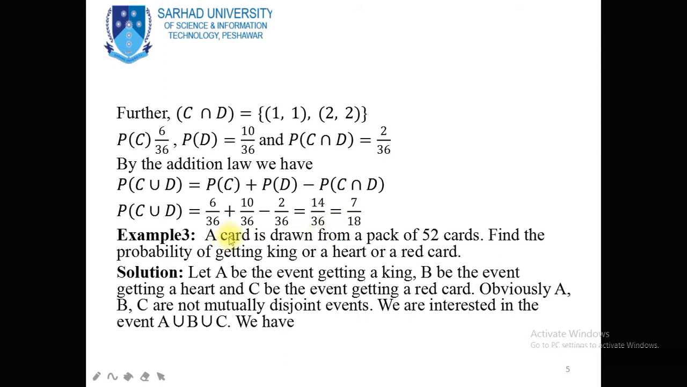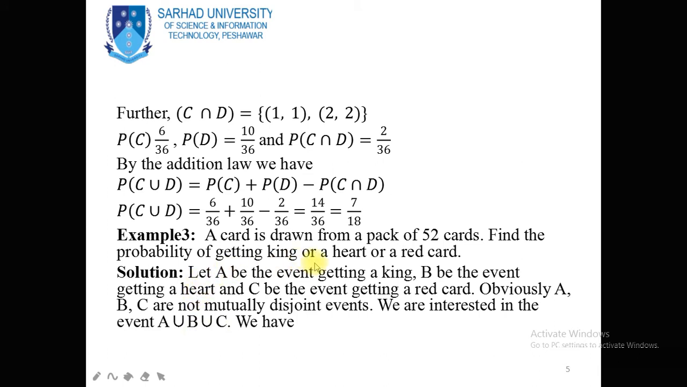Now another problem: a card is drawn from a pack of 52 cards. To find the probability of getting a king or a heart or a red card. Now in this problem, we have three choices: king card, heart card, and red card. But we have the OR option for these three choices. So we will use the addition law. For the addition law, we use the union, and we replace the union by addition.